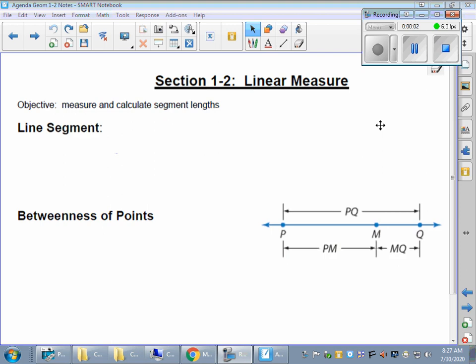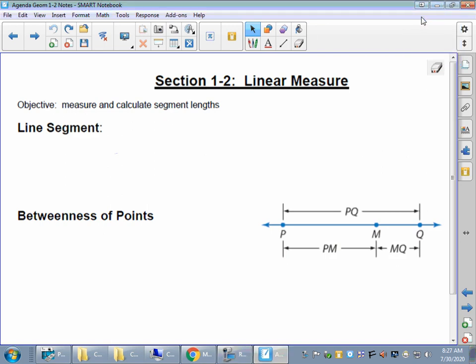Hi there, welcome to section 1-2 of geometry. So yesterday or last time we talked about points, lines, and planes. So now we need to talk about measure. Not distance, don't think on a graph, we'll do that later, but measure of lines and segments.